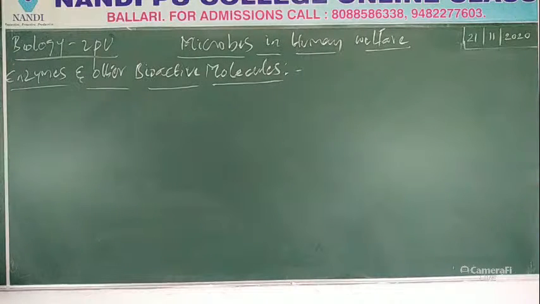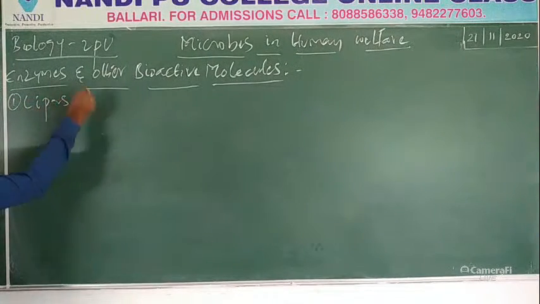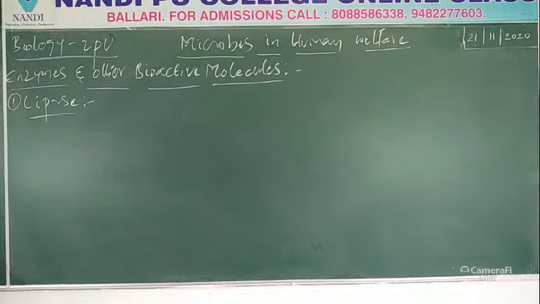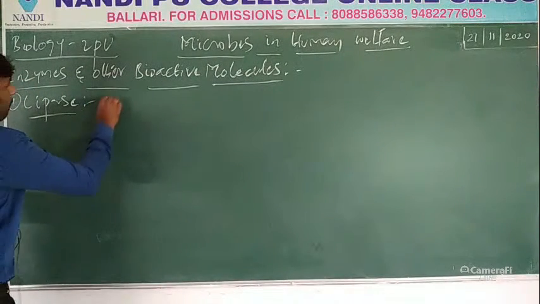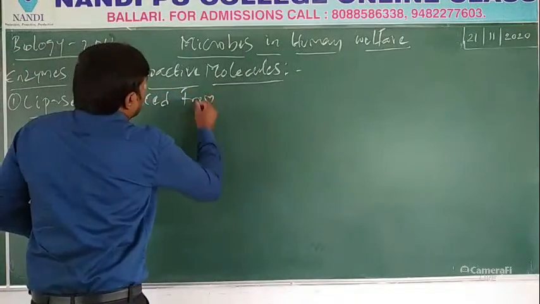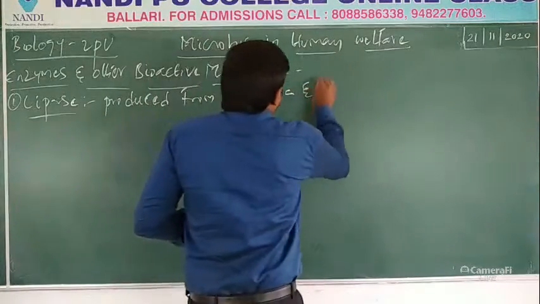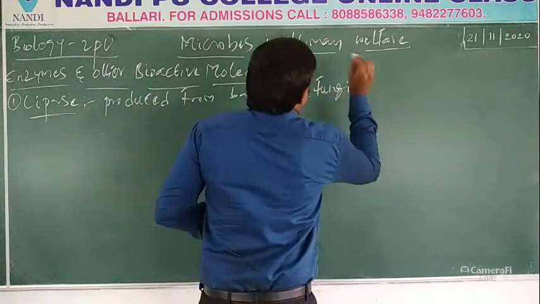Now we are going to discuss different types of enzymes and their uses, and these are also obtained from microorganisms only. The best example, first one, is lipase. Lipase is an enzyme. It is produced from bacteria and fungi.